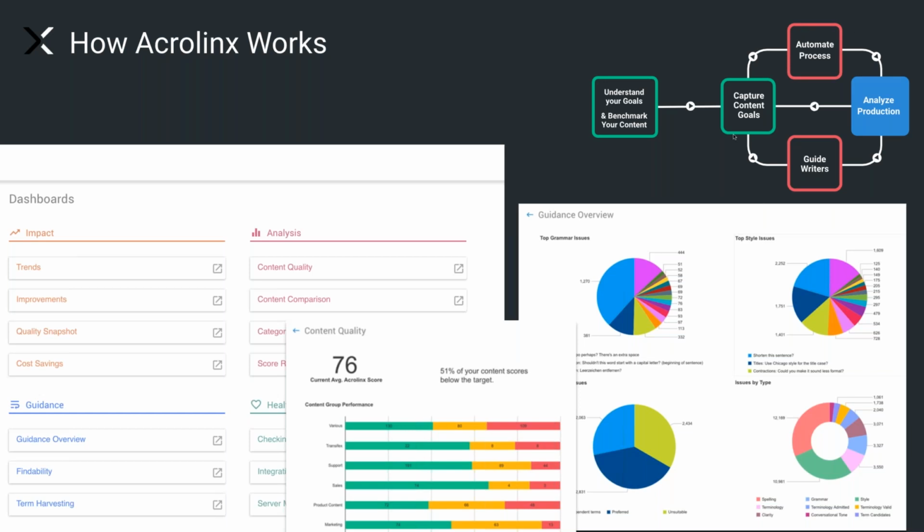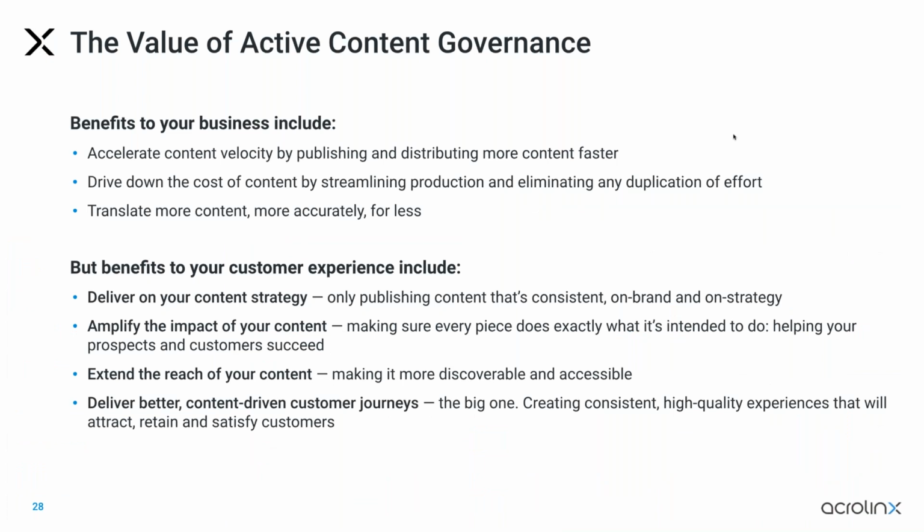All right. So, look, any content approach is better than no content approach. And governance is no different. I mean, becoming active, adopting this ACG approach, it has its benefits. It has benefits for you, for your business, but also for your customers. So looking at it from your business standpoint, active content governance is going to accelerate content velocity by publishing and distributing more content faster.